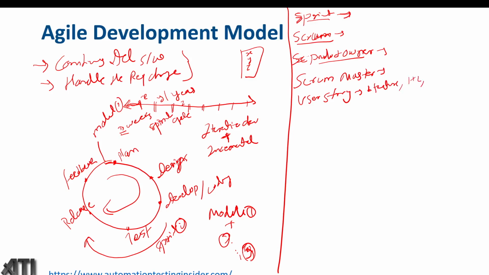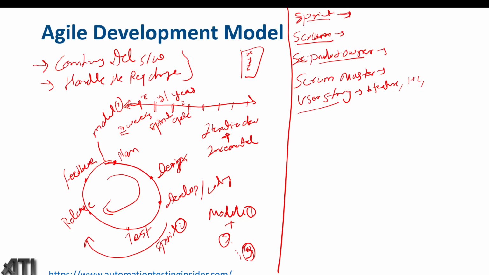If it is a small feature, then it may have only one feature. If it is a big feature, then it may have only one feature. And if you have small requirements, multiple requirements, then it could be multiple features. So that is nothing but the user story.